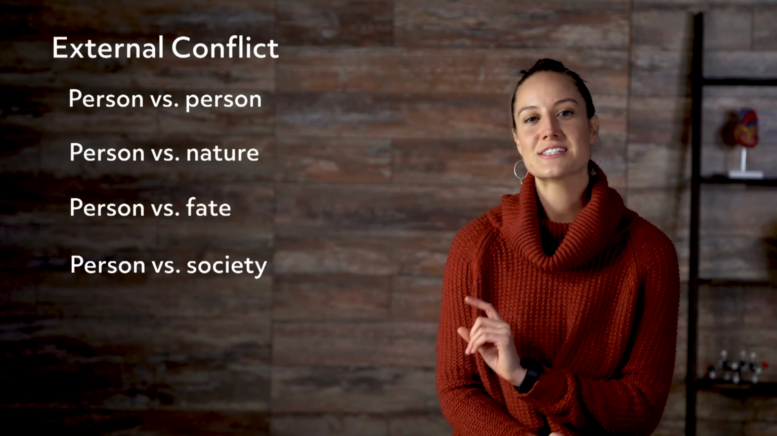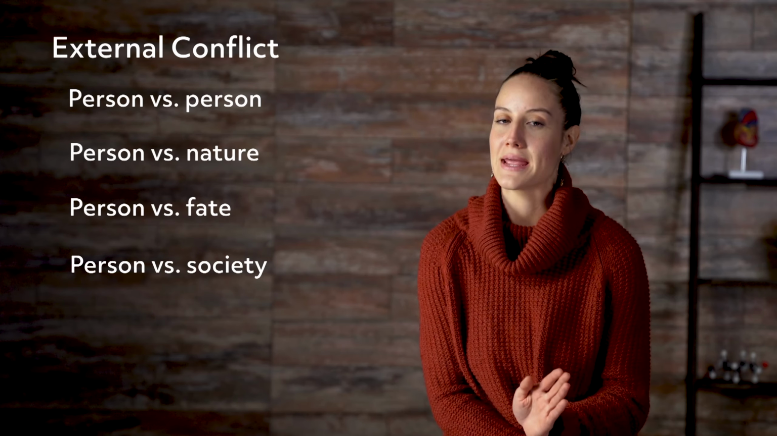External conflict occurs when the main character gets swept up in the issues of the world's woes, such as government, society, community, or nature. In most cases, external conflict can be divided into four categories: person versus person, person versus nature, person versus fate, and person versus society. There are two more possible categories that have arisen in recent years, but we'll talk about those later. First, let's take a closer look at the main four.